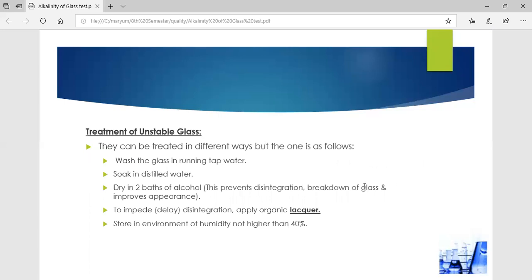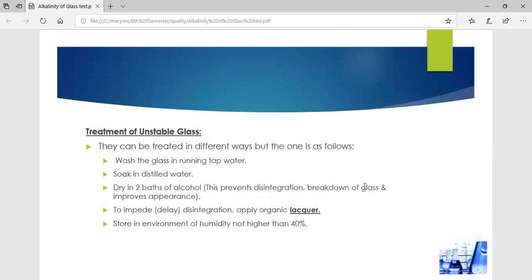First of all, we have to wash the glass with running tap water. Secondly, we have to soak the glass in distilled water. Then we will dry it in alcohol, like we will dip our glass in the alcohol.